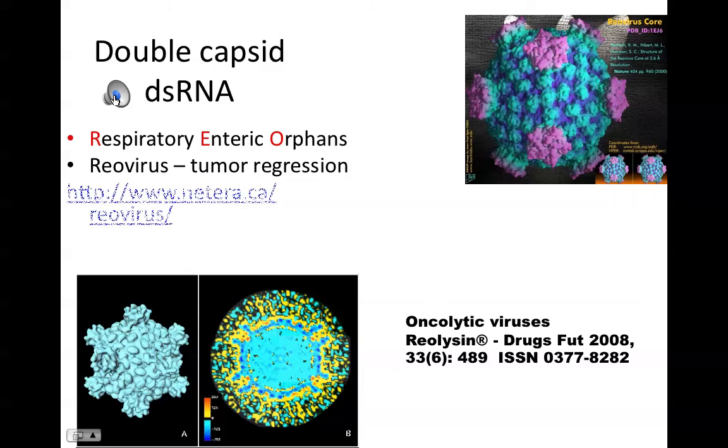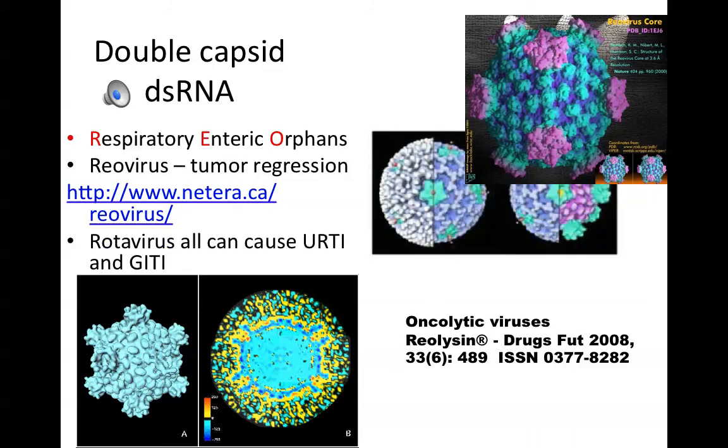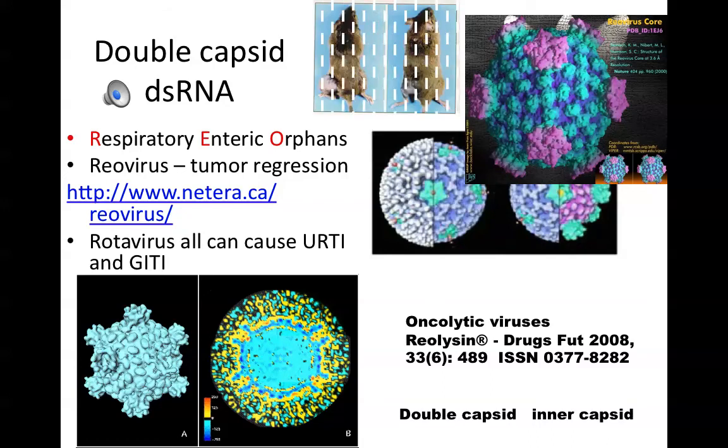With this next group, we have unusual viruses that have a double capsid and are double-stranded RNA. Now, typically, when we find a virus that has two coverings, it's a capsid in an envelope. Well, these viruses instead have two capsids, an inner and an outer capsid. Very unusual. They also have double-stranded RNA as their genome.